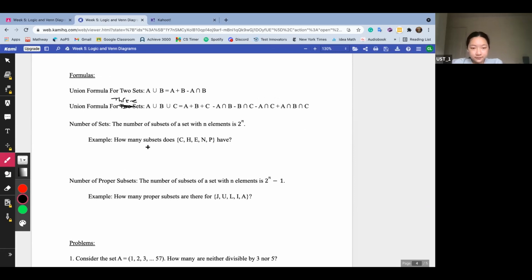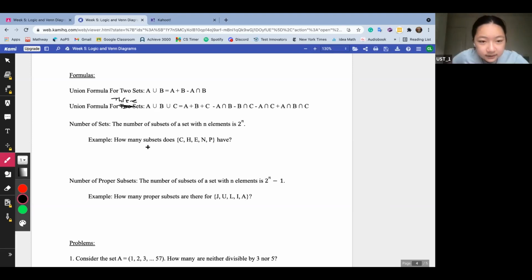So the union formula for 3 sets is A union B union C, which is the union of all of those, is A plus B plus C minus A intersection B minus B intersection C minus A intersection C plus A intersection B intersection C. So I'll explain that in a later problem.